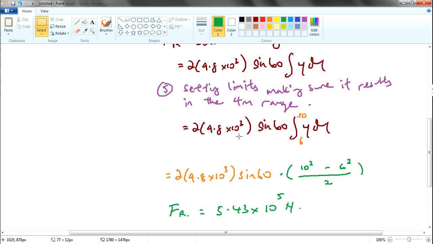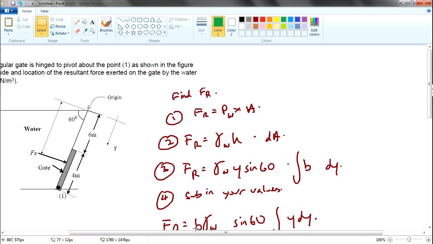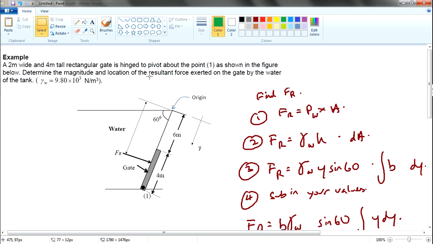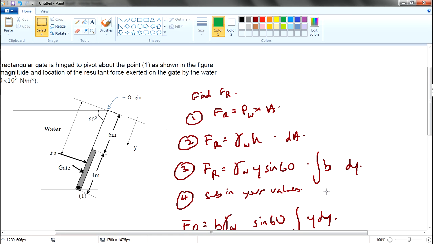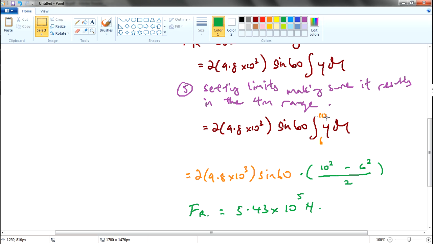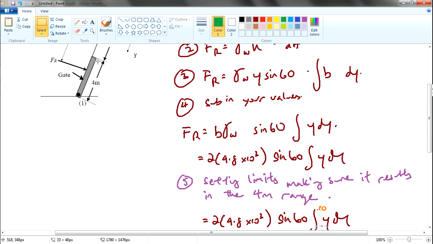So we haven't finished yet. We were asked to find the resultant force, and we did it by using the simple formula of force equals pressure times area. You expand everything, and then you just solve for it. Not forgetting that you have to know how to set up the limits in order to get the range for 4 meters for the gate.